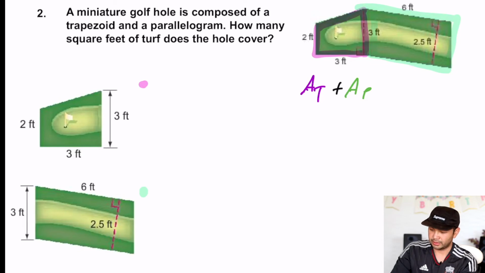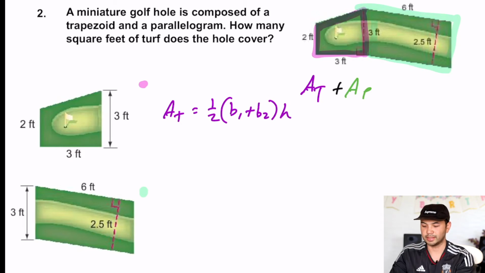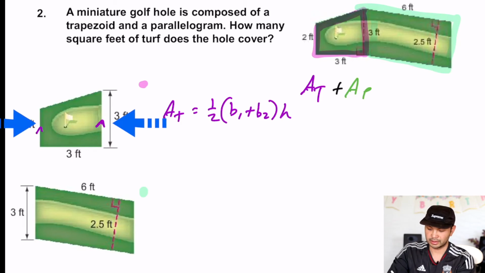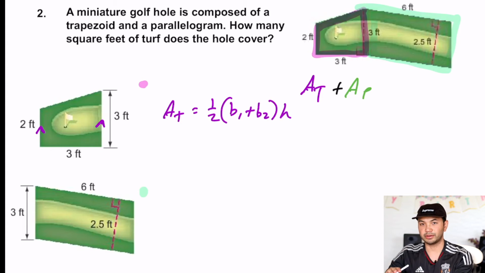So area of a trapezoid is going to be 1/2 in parentheses base 1 plus base 2 times the height. If you're confused about that, the bases of a trapezoid: to have a trapezoid, you need 2 parallel lines. So these 2 sides are parallel, but not the other sides, because if the other sides were also parallel, then it would be a parallelogram. If it's a quadrilateral, a 4-sided figure with 1 pair of parallel sides, then you have a trapezoid.